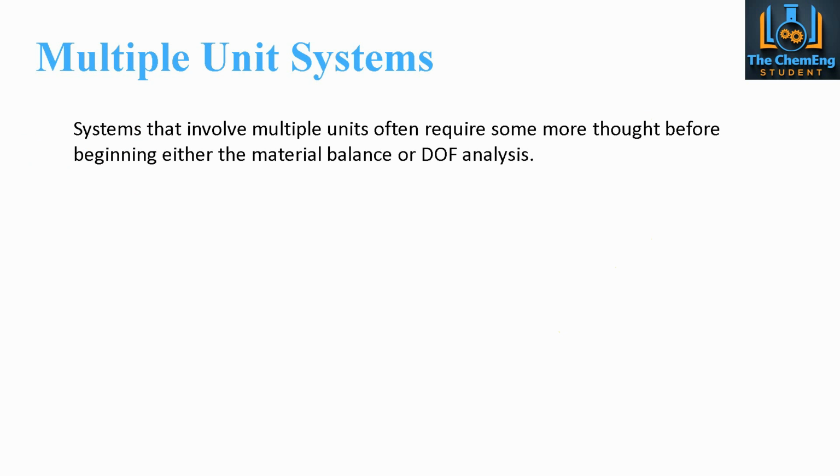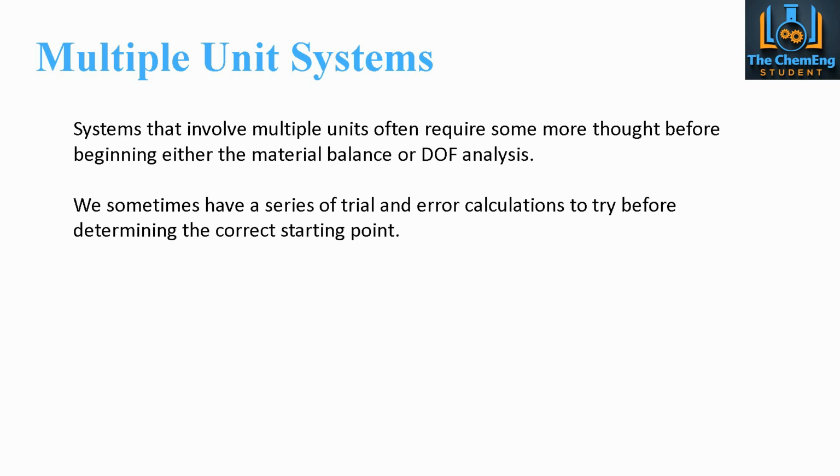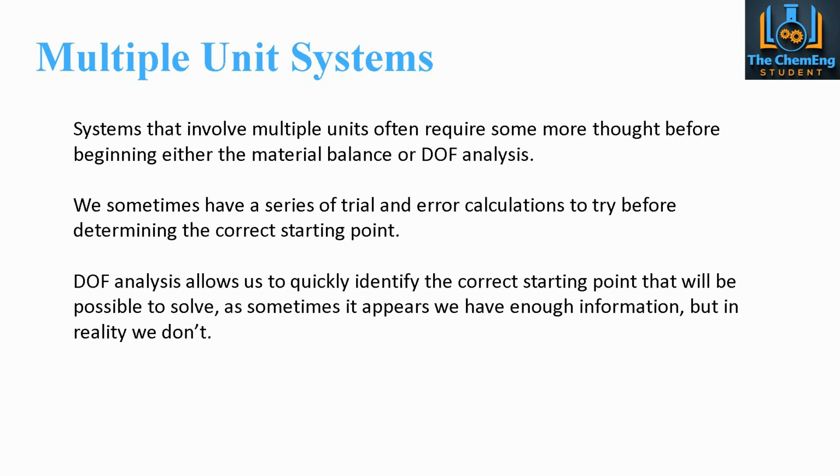Now, multiple unit systems, this is where it can get a bit more involved. Systems that involve multiple units will require some thought before beginning the material balance or even the degree of freedom analysis. Now, we sometimes have a series of trial and error calculations that we need to do, which would allow us to determine the correct starting point.